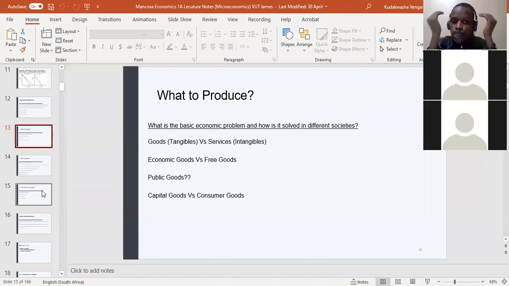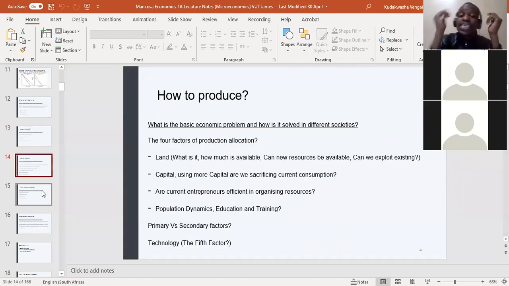What are we going to produce as a country? Do we produce goods or do we produce services? Do we produce economic goods or do we produce free goods? Do we produce public goods? Do we produce capital goods or consumer goods? Non-durable goods or durable goods? What are we going to produce as a country? So that's the first question. Then the second question is, how do we produce?